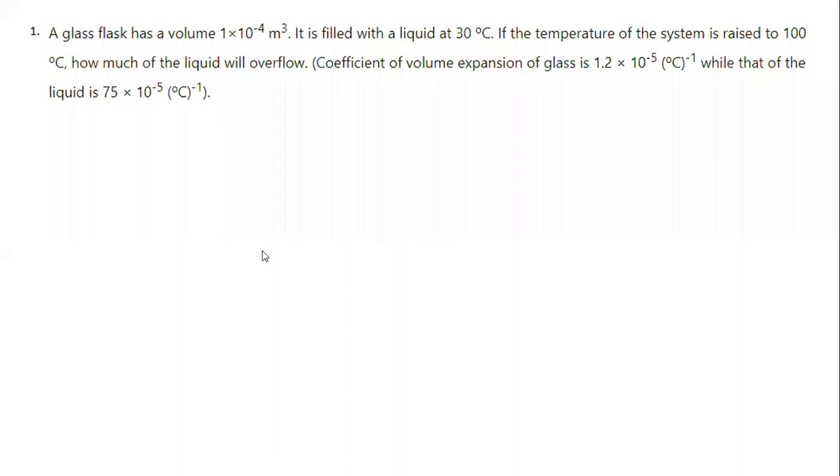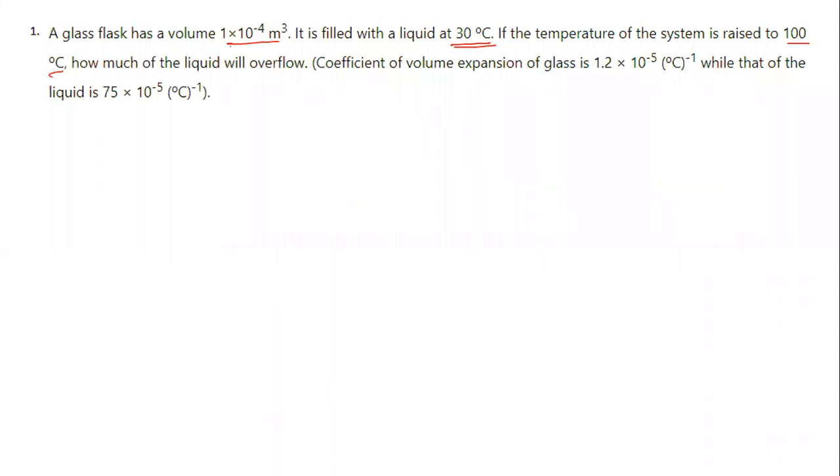Now we start problems on this chapter, thermal properties of matter. Now let's see what is given in the problem. A glass flask has a volume; this is the volume of the glass flask given. It is filled with liquid at 30 degrees Celsius. This is the temperature. If the temperature of the system is raised to 100 degrees Celsius, this is the second temperature they gave, how much liquid will overflow?